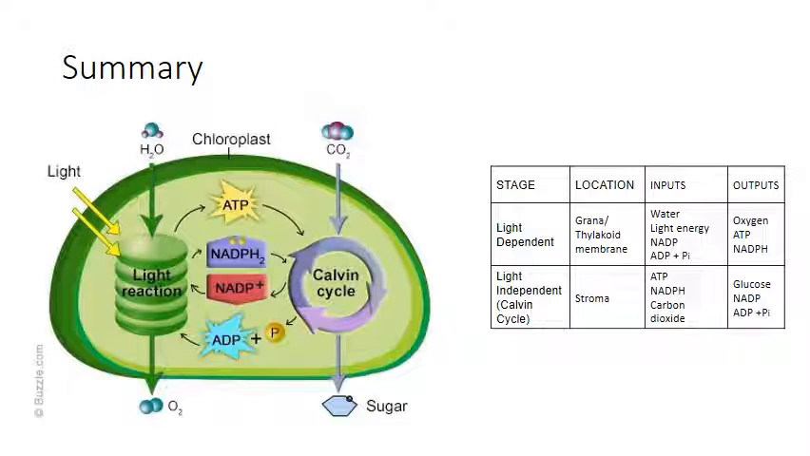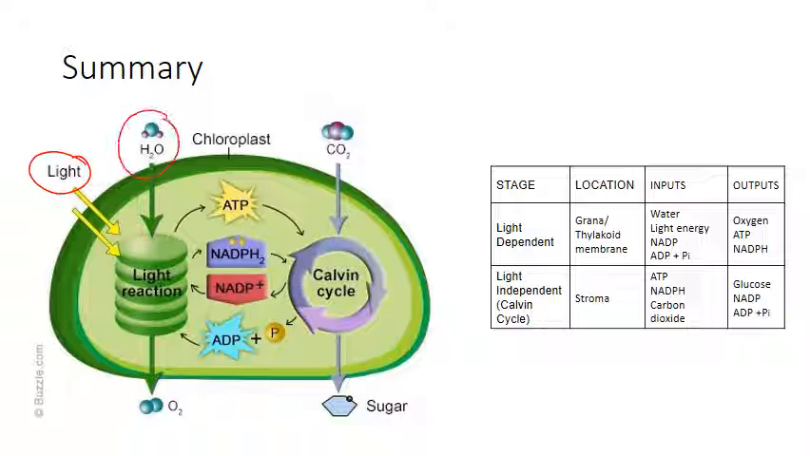Okay, a final summary of the overall reaction of photosynthesis. So in the light-dependent reaction, so stage 1 of photosynthesis, that's occurring in the thylakoid membrane. So these green stacks that we're seeing here, or these green discs, are the thylakoids. It's occurring in the membranes there where the chlorophyll is found. So the chlorophyll needs to absorb light.